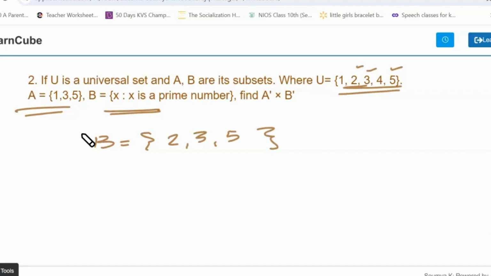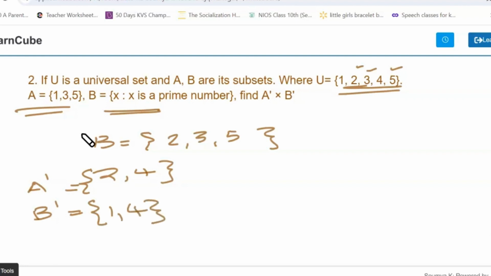Now find A complement cross B complement. Let's first find what A complement and B complement are. From the universal set, you have to remove these elements and write the rest of the elements. So A complement has 2 and 4 as the result, and B complement has 1 and 4 as the result. These are the results of A complement and B complement.